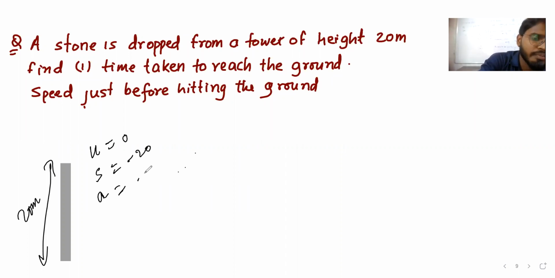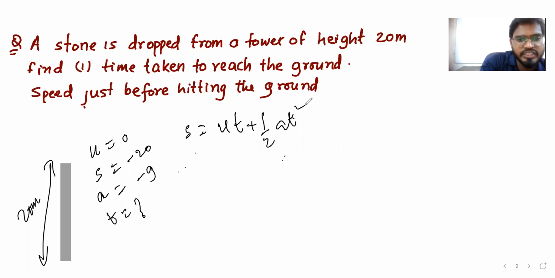A is minus of g, right? Anything else? Nothing. Now find time. So what equation we will use? S is equal to ut plus half at square, right? U is 0, so 0 plus half minus of 10 into T square.